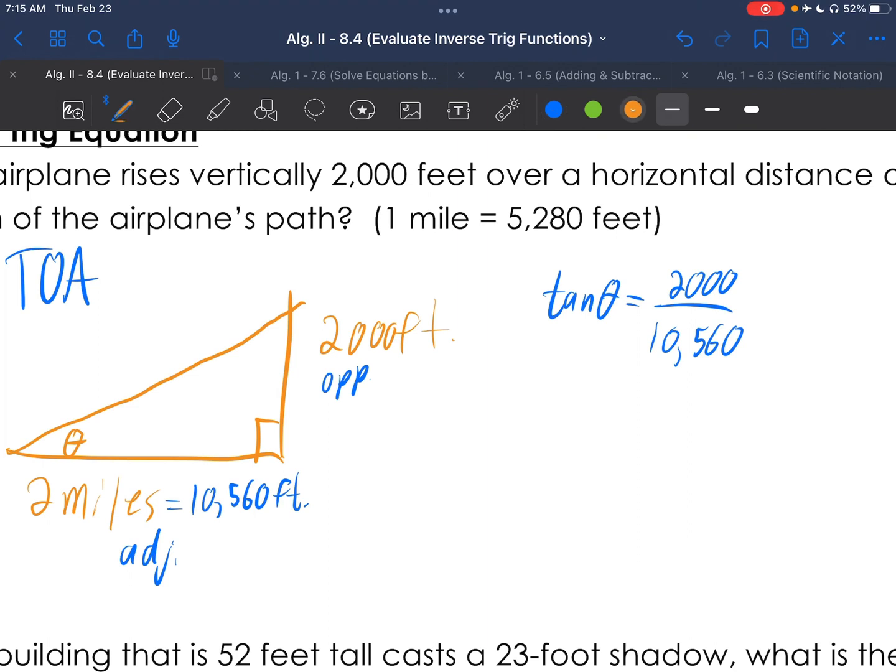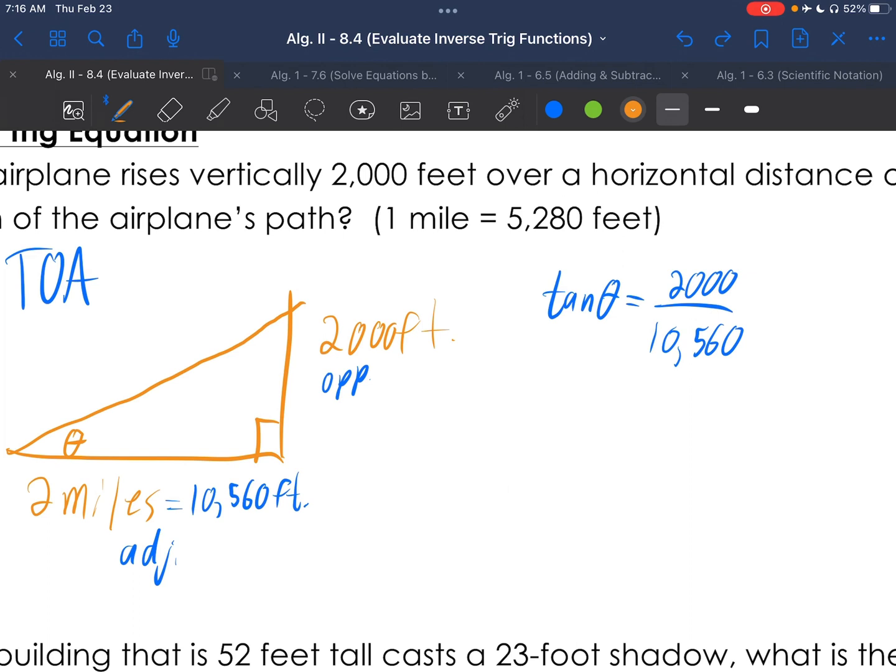Now, in order to solve this, we need to get theta, or the angle, by itself. It's not being multiplied by tangent, so we do not divide by tangent. That would be wrong. We are taking the tangent of it, just like when you take the square root of something, you don't divide by a square root to undo it. You have to undo it by squaring.